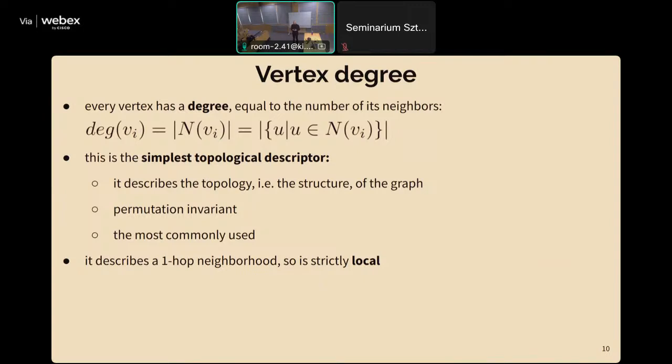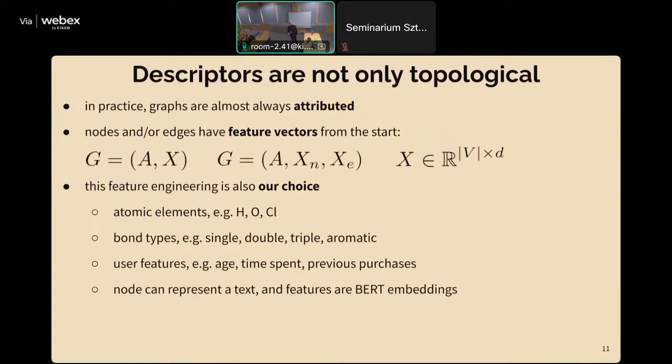If a node has a very high degree, it means it has a lot of neighbors. If a node has a very small number of neighbors, it has a small degree. So it definitely describes something. And this is permutation invariant because sets are unordered, so the size of the set, of course, is also permutation invariant. It is the most commonly used descriptor because while it's very simple, it's also very useful. And it's very, very local. We will see more global descriptors in just a minute.